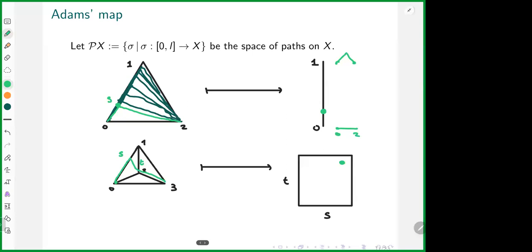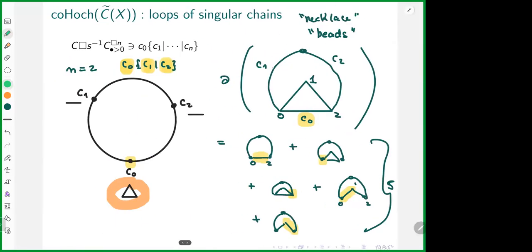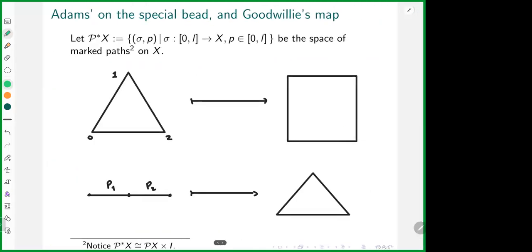We're going to use this idea for all of the beats that are not the special one. The special one is where the base point is going to live. It has a marked point. So we're going to do something different for the special one, the special copy. We're going to use another version of the Adams map. But this version of the Adams map will not give me a path, but a marked path. A marked path is just a path with a choice of point on it.